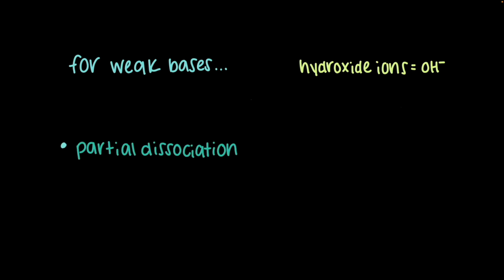For weak bases, only some hydroxide ions will be created. When only some of the hydroxide ions are created, this is called partial dissociation. We use the general formula A- to describe a weak base. The best definition that we have for acids and bases to explain weak bases is the Brønsted-Lowry definition.